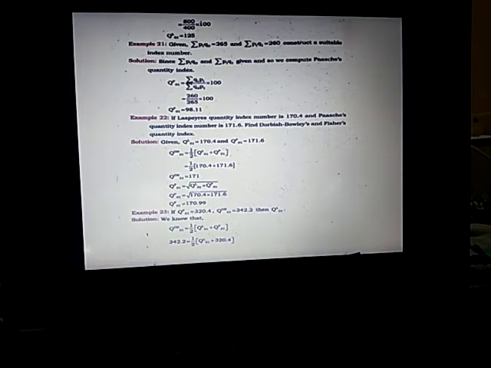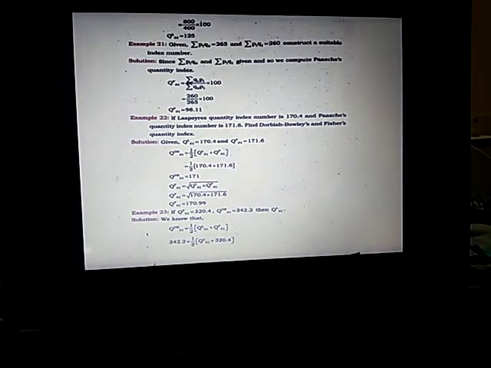The next example: if Laspeyres quantity index number is 170.4 and Paasche's quantity index number is 171.6, find Dorbish-Bowley's and Fisher quantity index number. Laspeyres as well as Paasche's quantity index number is given, and Dorbish-Bowley is dependent on both of these values. So the formula is nothing but half into Laspeyres quantity index number plus Paasche's quantity index number. That is half into 170.4 plus 171.6, that is 171. That is Dorbish-Bowley's quantity index number.